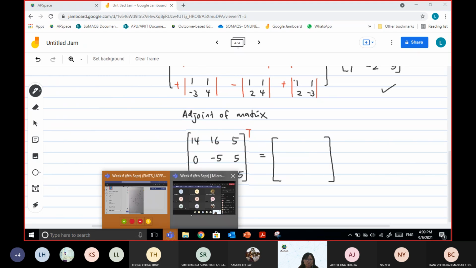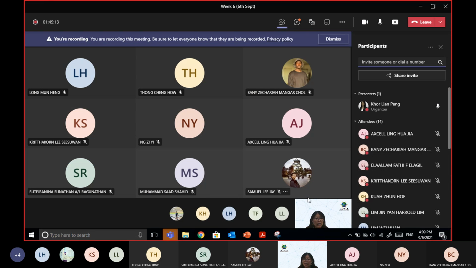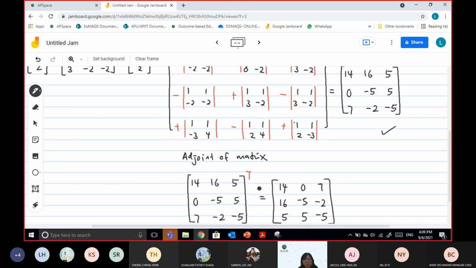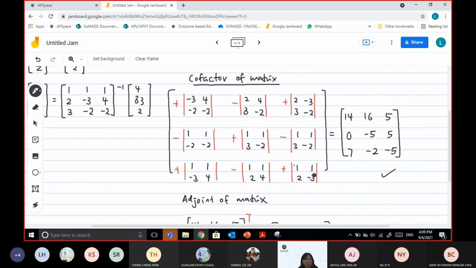Can I have students tell me what the transpose is? Yes, Miss. After transpose, what do we get for the first column? It will be 14, 16, and 5. Second column? 0, negative 5, 5. Third column? 7, negative 2, negative 5. Good. So this is the adjoint of the matrix, by transposing the cofactor of the matrix.